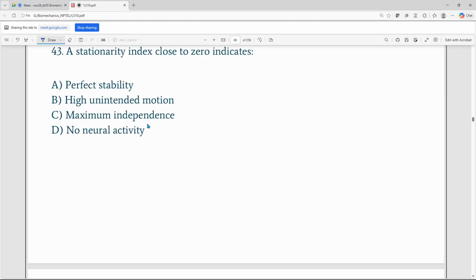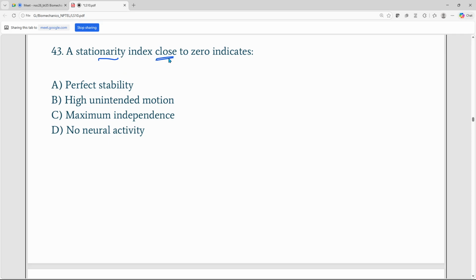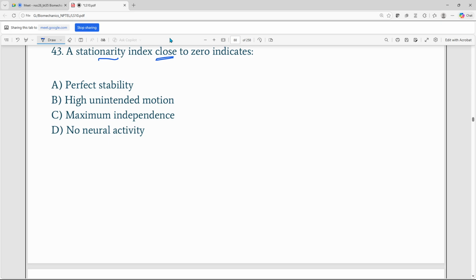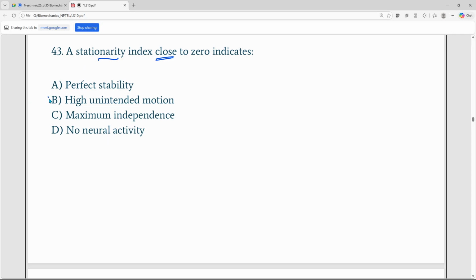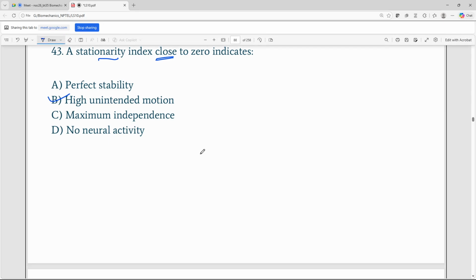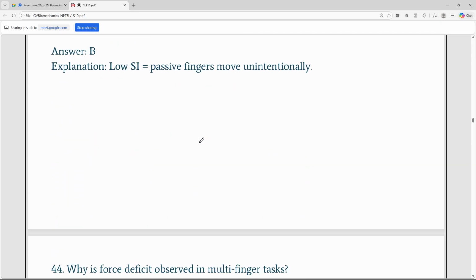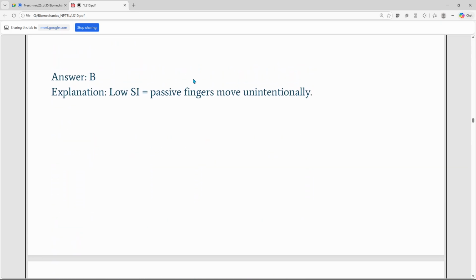We have already discussed that stationarity means the ability to remain stationary when other fingers move. So close to 0 means the index is almost null. It does not have the ability to remain stationary when other fingers move, so it means high unintended motion. Option B is the correct answer. High unintended motion. Low stationarity index means passive fingers can move unintentionally.